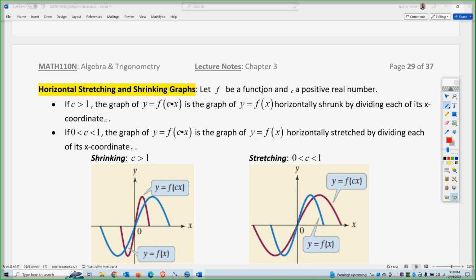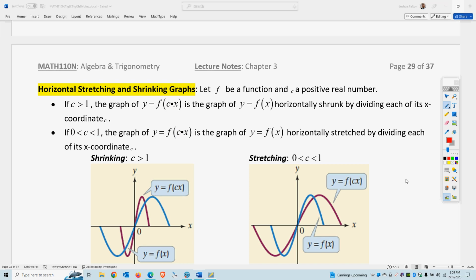So now we're going to do the horizontal stretching and shrinking. Now we're multiplying by a scalar on the inside of the grouping symbol, whatever that grouping symbol happens to be. If that number is greater than 1, you're actually shrinking, and if it's between 0 and 1, you're actually stretching. So it's always counterintuitive on the inside of the grouping symbol to what you actually think. It only affects the x value, not the y.